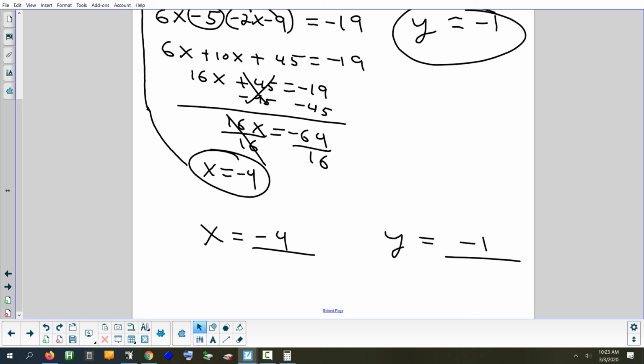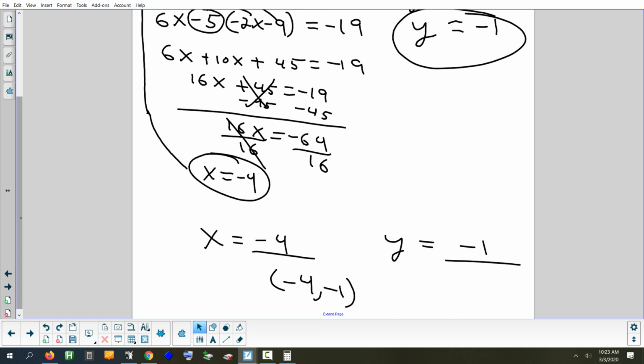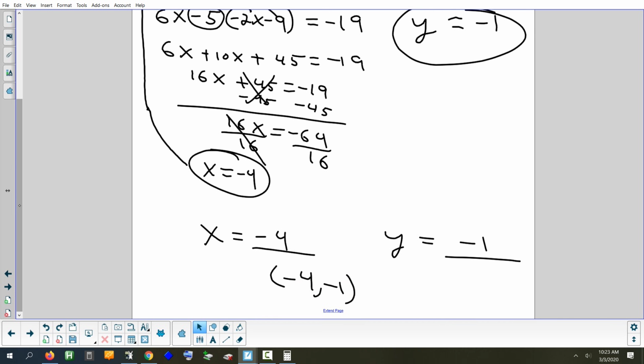Or if you like it as a coordinate, you can still do that too. So this is one that if you were to graph the top one and graph the bottom one, they would cross at -4, -1. So you probably could do this one graphing, because it's not a decimal. Any question on that one?